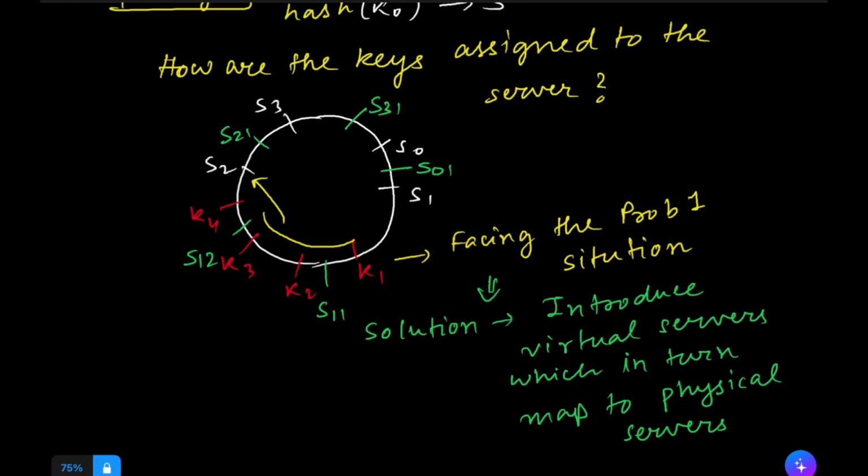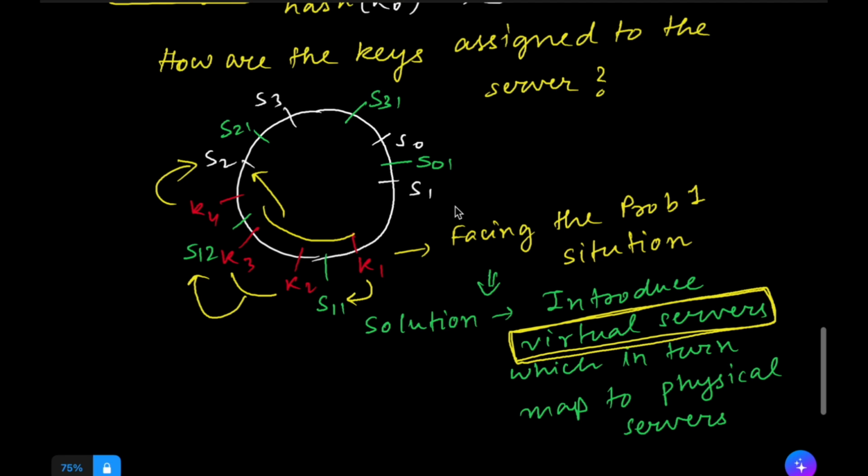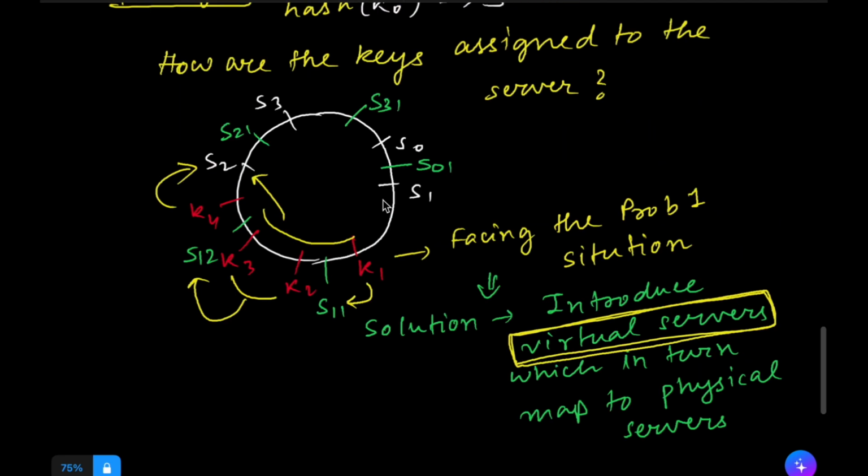So what will happen now, if you see, K1 will be mapped to S1, K2 and K3 will be mapped to S2 and S1 again, but this is a virtual server for S1, and K4 is mapped to S2. Thus, the data has been more or less evenly distributed among the servers instead of being concentrated on a particular server. So by introducing virtual servers, we have solved the problem 1 scenario. This is solution 1.